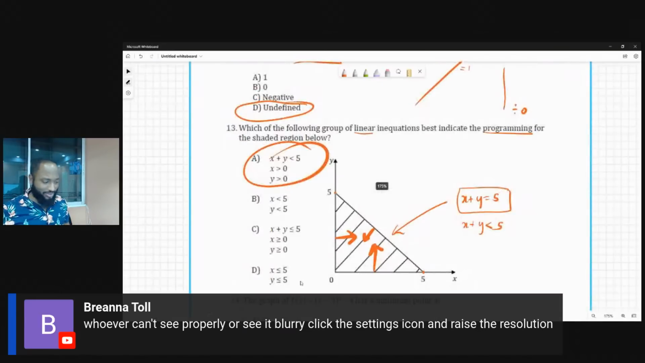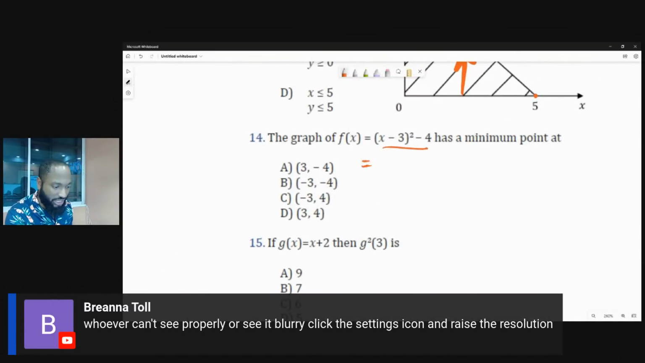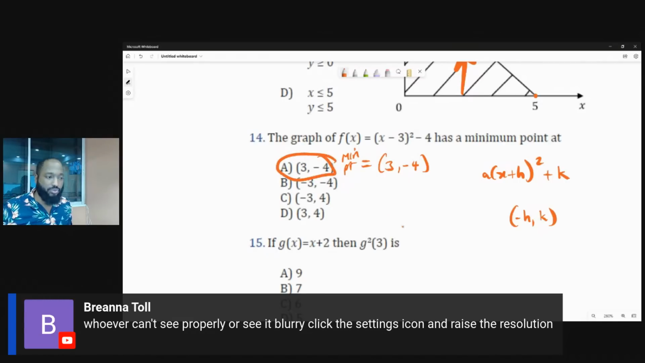Sure. So the graph of f of x is equal to x minus 3. This is a completed the square form. Completed the square here. This is in the form a(x plus h) squared plus k. So the minimum point is always negative h comma k. So you switch the sign on this, so it'll be 3, the minimum point or maximum point, whatever point it is. This is minimum? Yes, this is minimum, and negative 4. So who has that? A. A is the way to go.